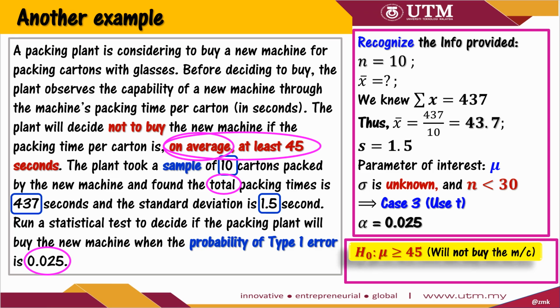What about H1? The statement under H1 has to be totally contradicting the statement under H0. In this case then, it should be apparent that under H1, mu should be less than 45 seconds, where the plant will decide to buy the new machine. The decision rule will next follow what we write under H1, as illustrated further in the next slide.